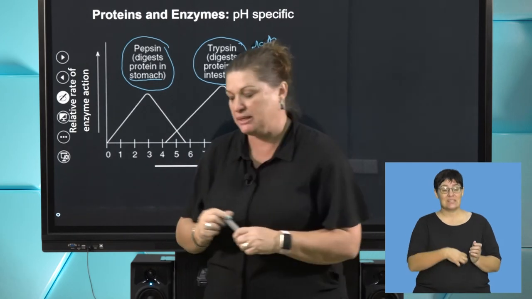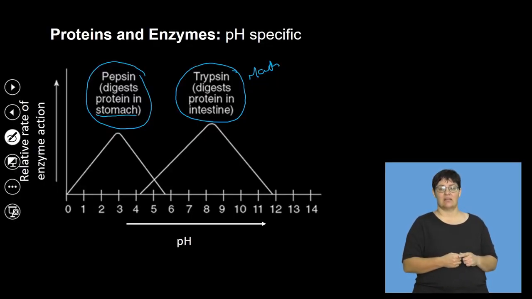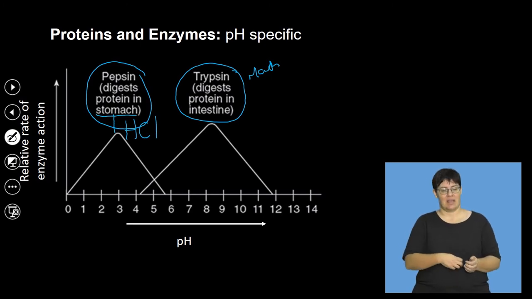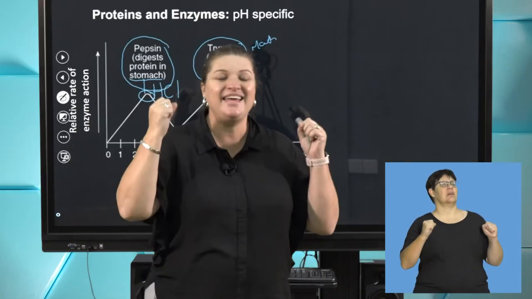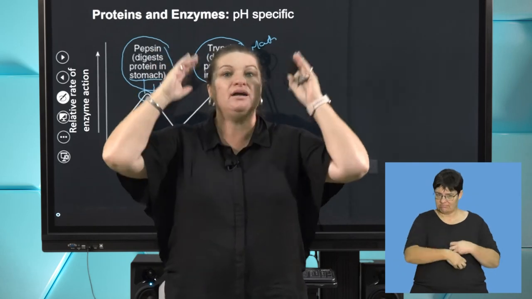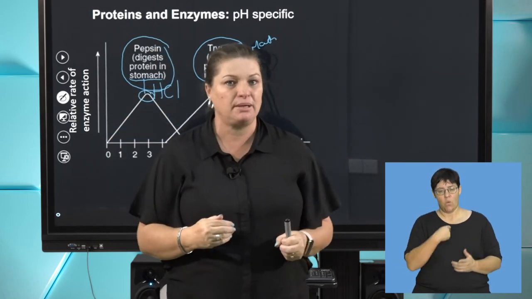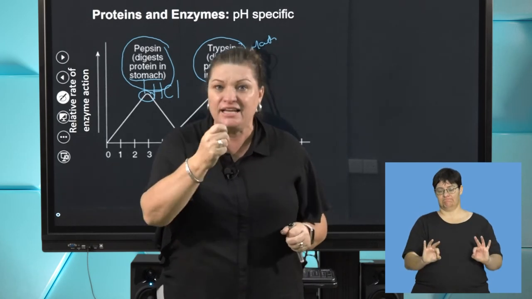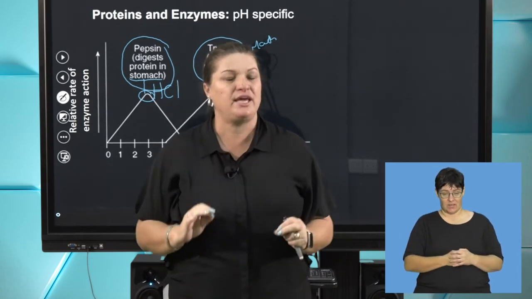So what does my stomach do? My stomach secretes hydrochloric acid, and it makes my stomach acidic. And the enzymes say, yes! It's acid, I can work. And it works in the stomach and does what it needs to. Why? Because the pH is correct for that stomach.